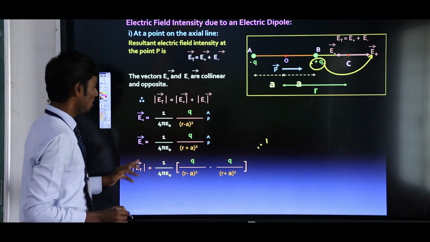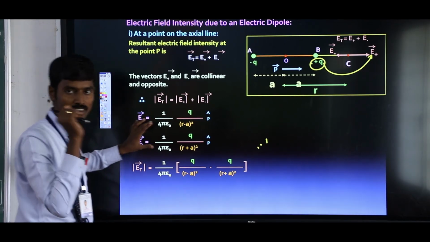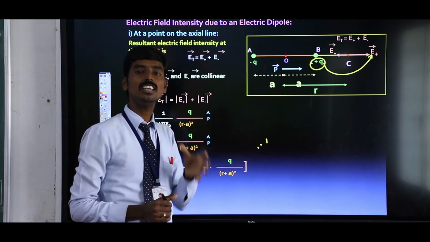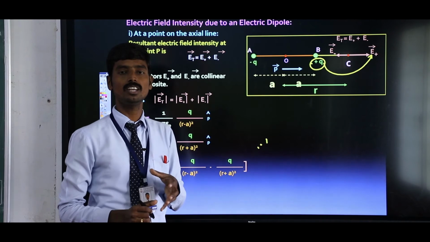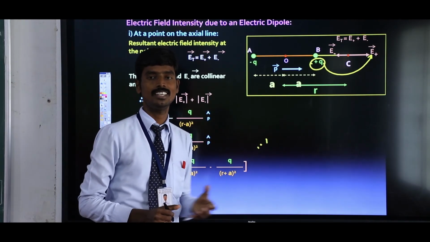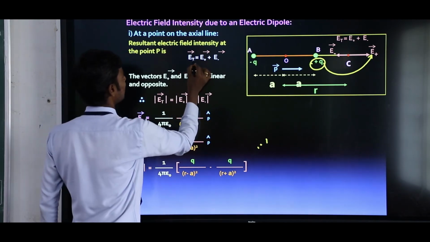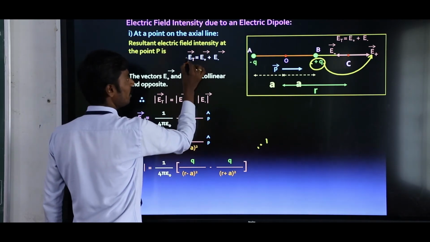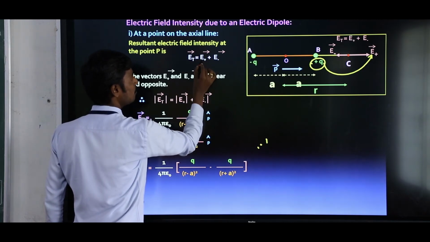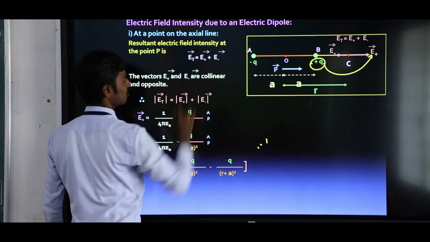The total electric field, according to the superposition principle. What is the superposition principle in electric field? The total electric field equals the sum of the electric fields, E1 plus E2 plus E3 up to En. Here also the same concept: the total electric field E total at the point C equals the sum of the electric fields. This one is due to the plus q charge and this one is due to the minus q charge, so E plus vector plus E minus vector.